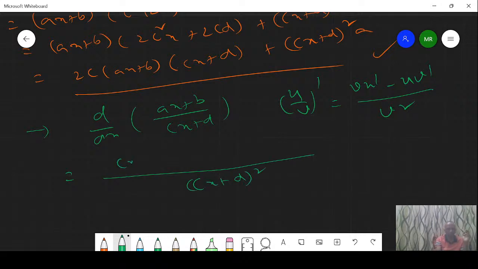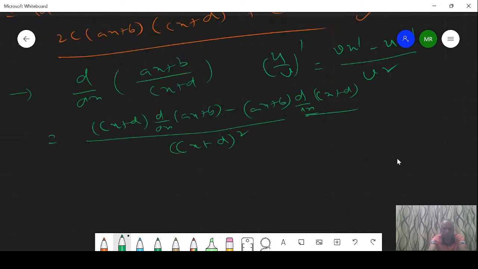In the numerator, you can write (cx plus d) into the derivative of this, d by dx of (ax plus b), minus (ax plus b) into d by dx of (cx plus d). This is the quotient rule, with respect to dx.